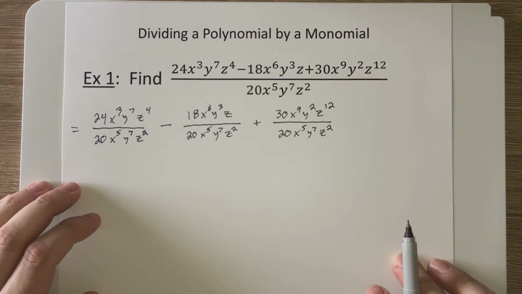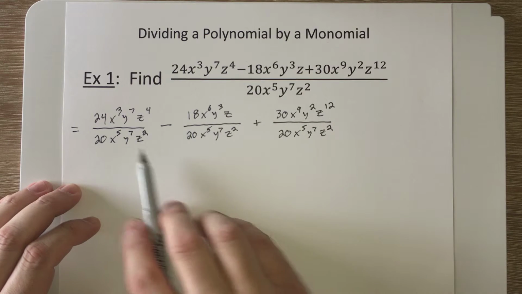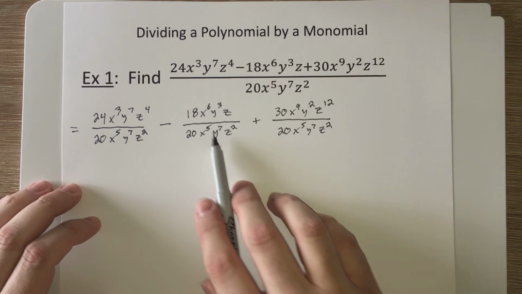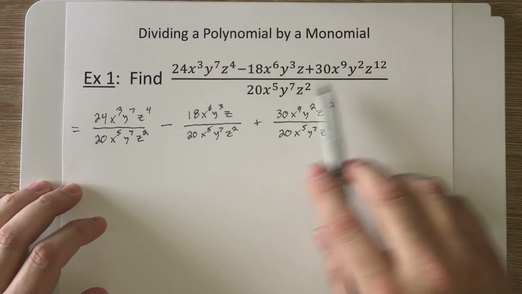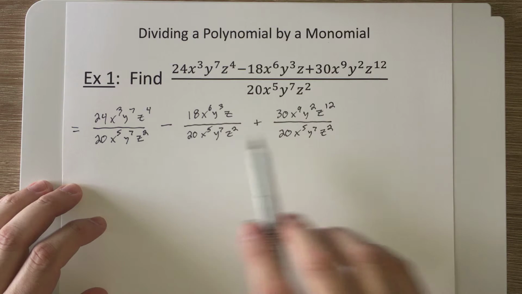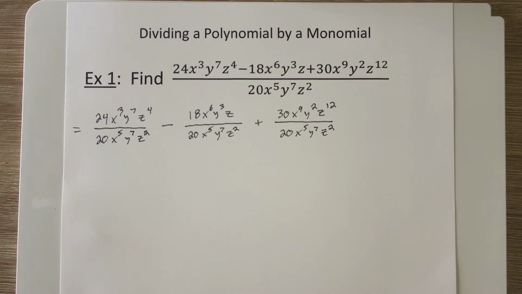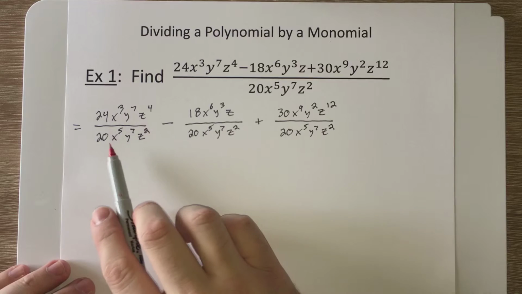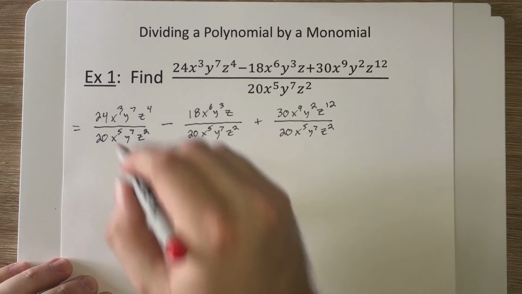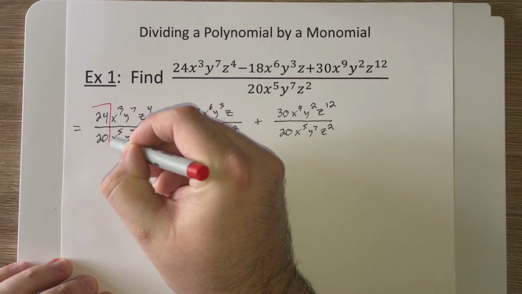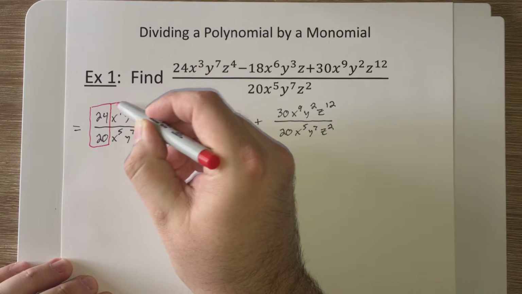And once you've done that, now you're just dividing monomials. I have to divide monomials here, here, and here. So you turn a problem of dividing a polynomial by a monomial into three separate problems where you're dividing monomials by monomials. How do you divide monomials by monomials? The answer is you do things separately. So when we do this term, you start off by dividing the numbers. Then you divide the x's, then the y's, then the z's. So we're going to divide the numbers. Then we'll divide the x's.